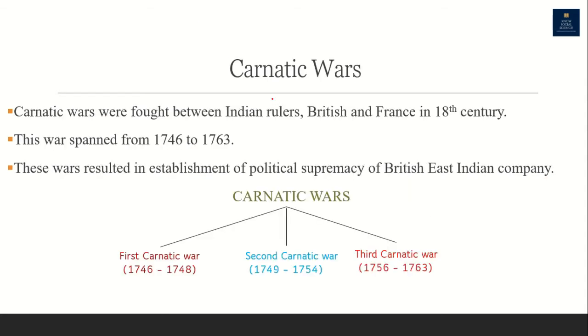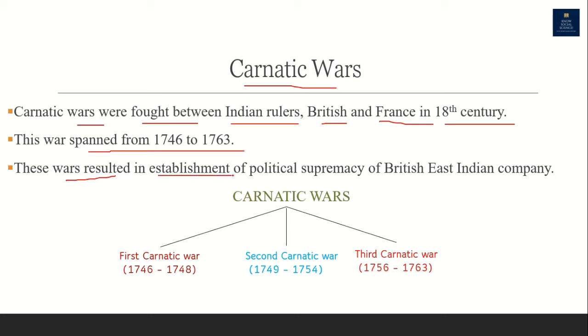Let's see the Carnatic Wars. The Carnatic Wars were fought between Indian rulers, the British and the French in the 18th century. Traditionally, Britain and France were rival countries in Europe. Their rivalry continued in India over trade and territories. This spanned from 1746 to 1763. These wars resulted in the establishment of political supremacy of the British East India Company in India.